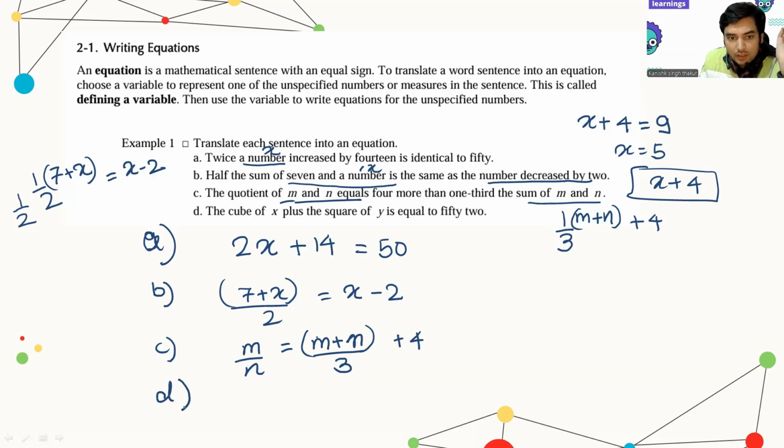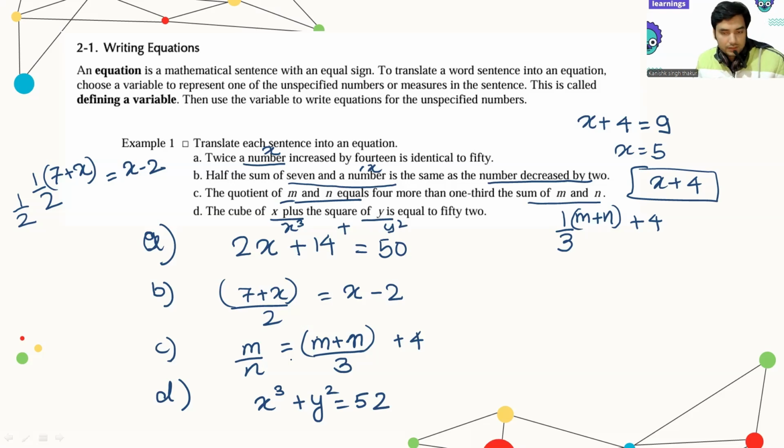Now part D. The cube of X plus the square of Y is equal to 52. The cube of X would be X cube, and the square of Y would be Y square. You add them, and you get 52. So X cube plus Y square equals 52. This is how you convert your sentences into an equation.